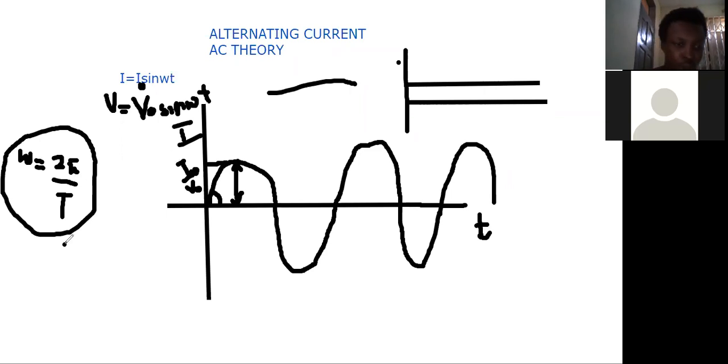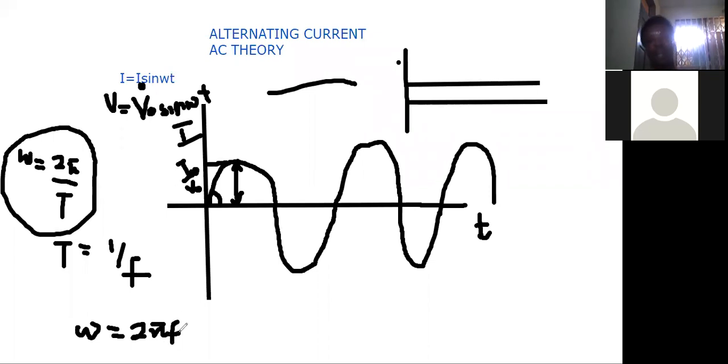But we also know that the period T is equal to 1 all over f, which is frequency. So anywhere we see T, we can put in 1 over f. So we get omega equal to 2 pi f. And so that is omega, the angular velocity. Anywhere we see omega, we can substitute that.